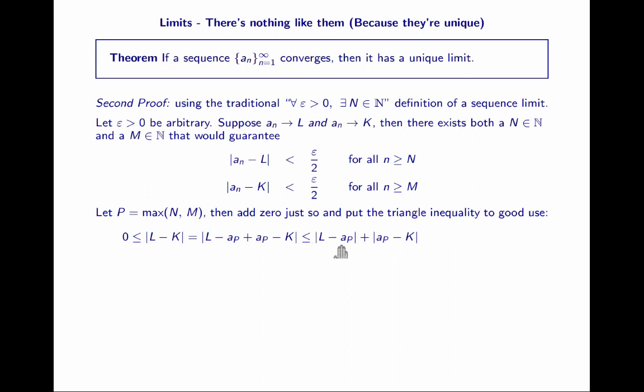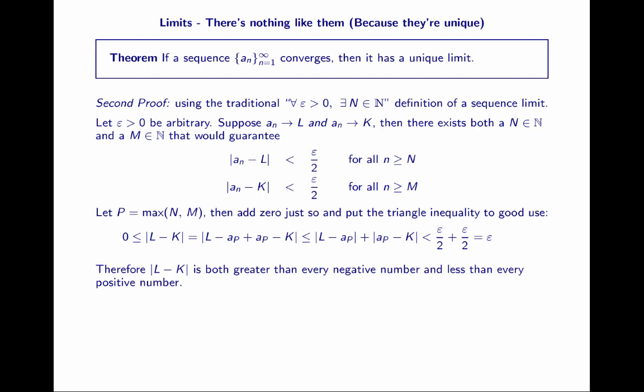Now, I know that this difference is less than epsilon over 2, right? It's true for every index greater than M and greater than N, and P is greater than or equal to both N and M. So I can say that both of these terms are less than epsilon over 2. And of course, half an epsilon plus half an epsilon is 1 full epsilon.